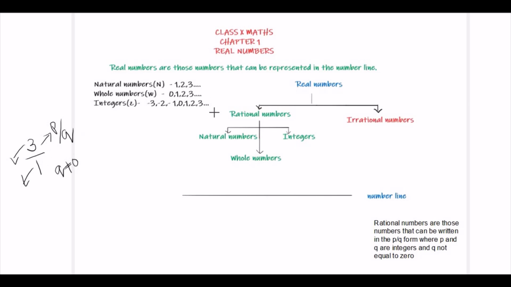So next let's take the example of whole numbers. Let's take the example of 0. So 0 can be written as 0 by 1, which is of the form p by q, where p is 0, which is included in the integers, and q is 1, which also comes under the integers. So p by q, where p and q are integers and q is not equal to 0. So this also satisfies the definition of rational numbers.